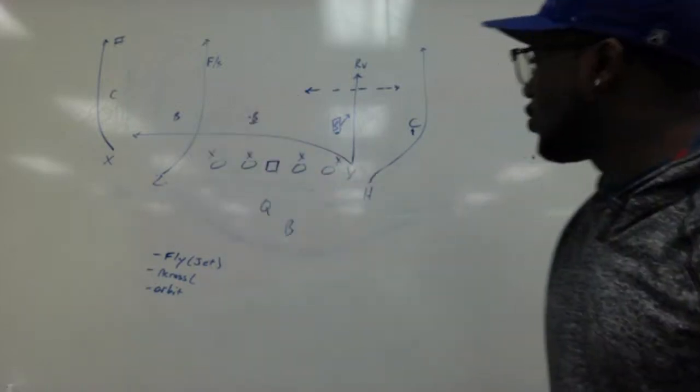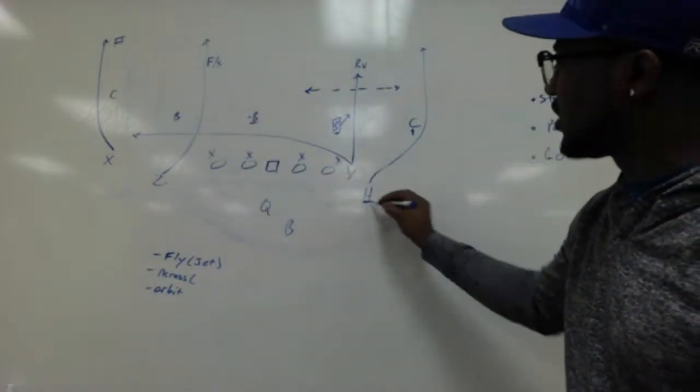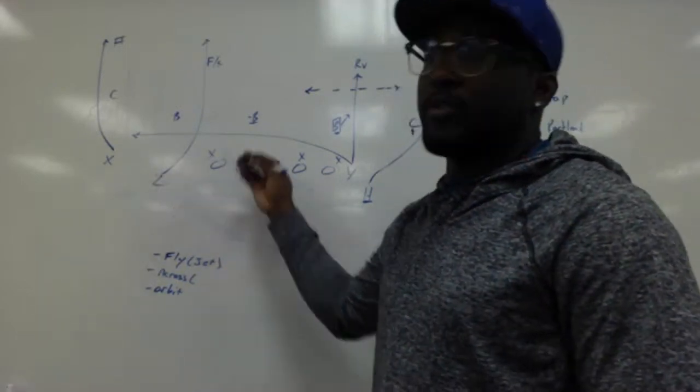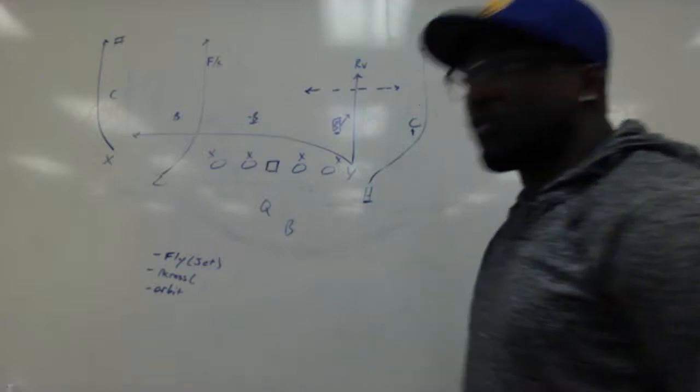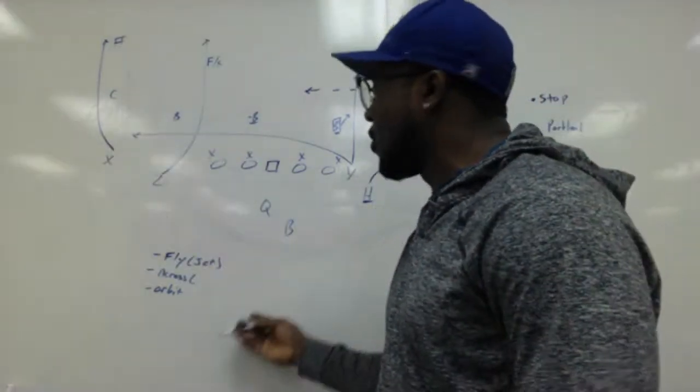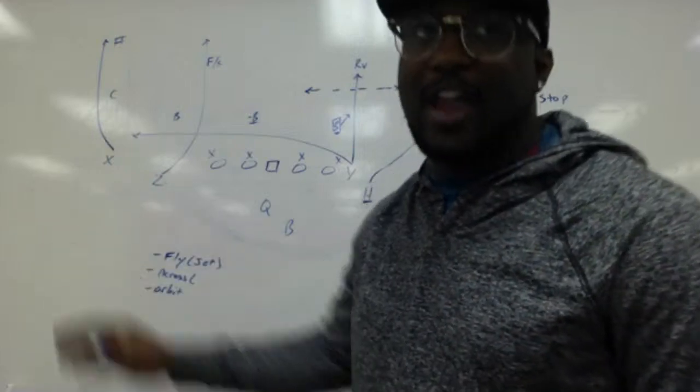Now, another way you can do it as well, you can take this guy right here and motion him across, or jet sweep him across with the fly. You can also use the cross motion to shift him over and have him run a bubble or flat route. It really doesn't matter. And then the orbit motion is just to have a flat defending threat.